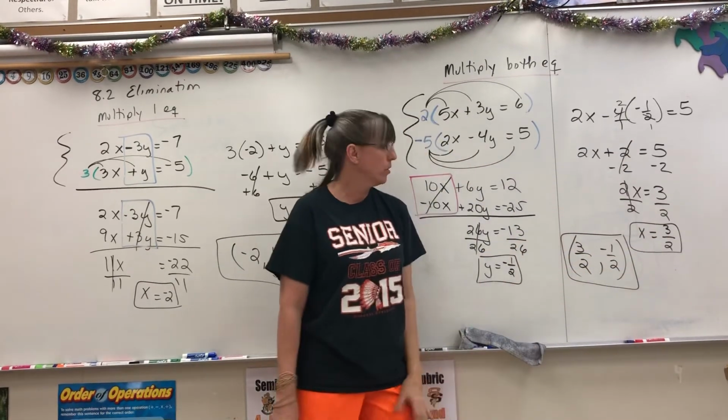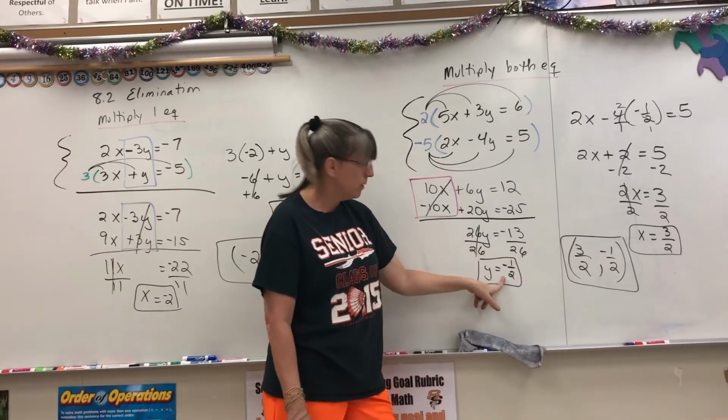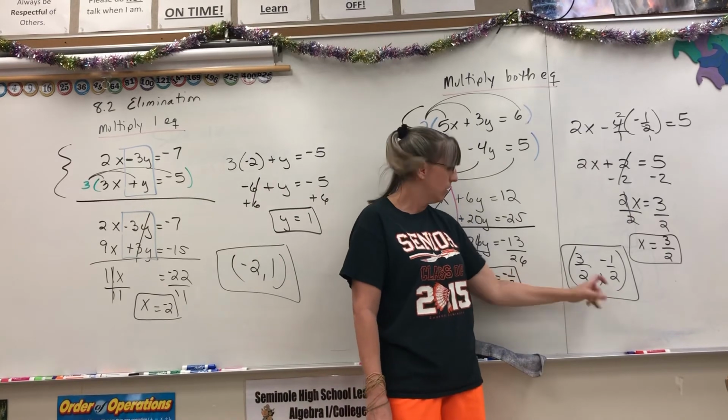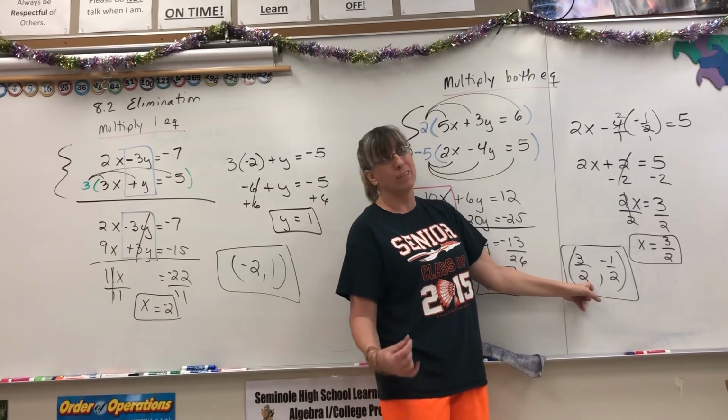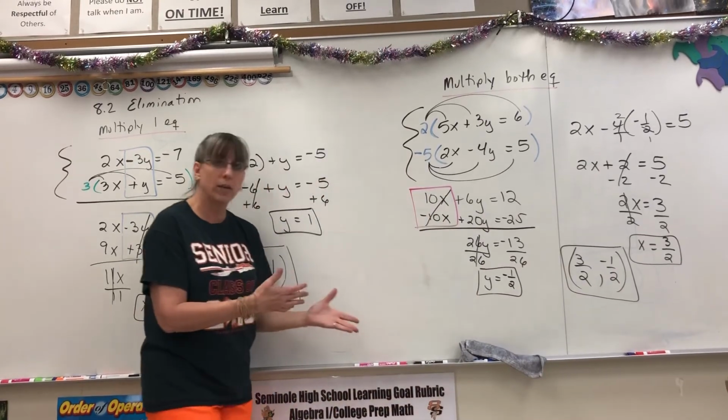Got another fraction. X equaled 3/2. That came first. Y was negative 1/2. That went second. This is my final answer. This is a prime example why graphing doesn't always work, because you get decimals or fractions.